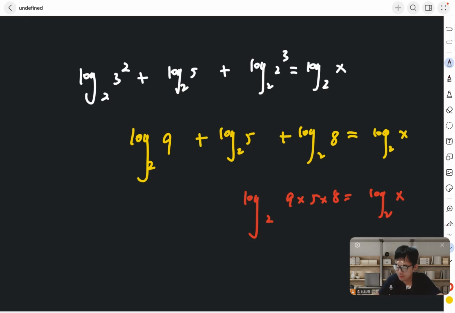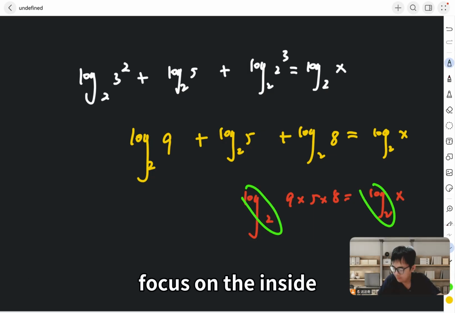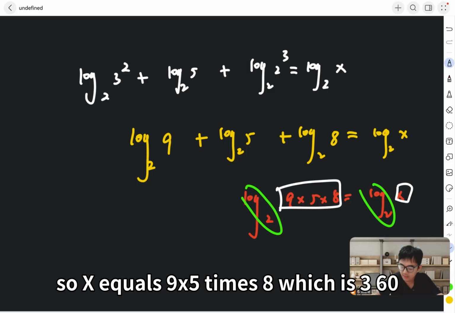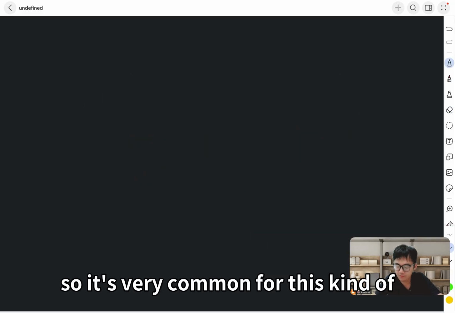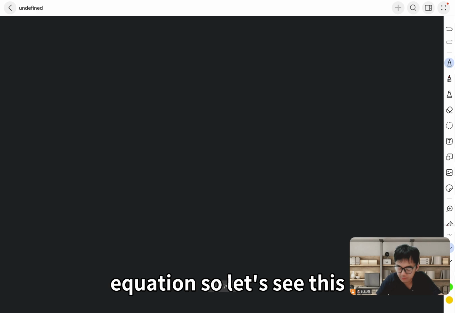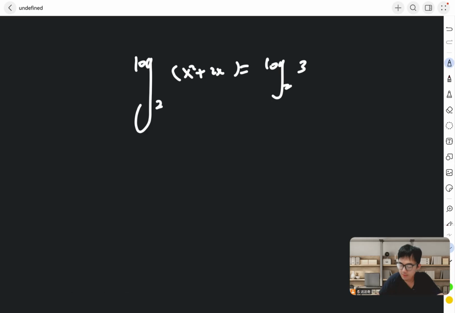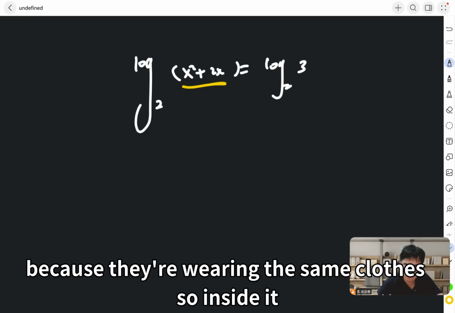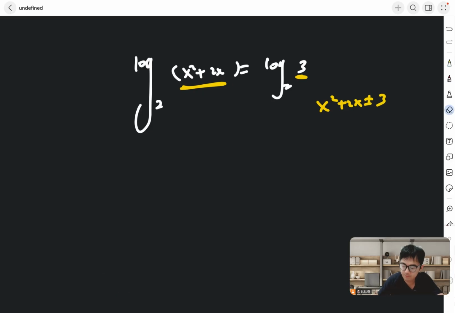So they're wearing the same clothes, they all have logs. So we can just focus on the inside. So x equals 9 times 5 times 8, which is 360. It's very common for this kind of equation. So let's see this: log base 2 of x squared plus 2x equals log base 2 of 3. Because they're wearing the same clothes, inside it, x squared plus 2x equals 3.